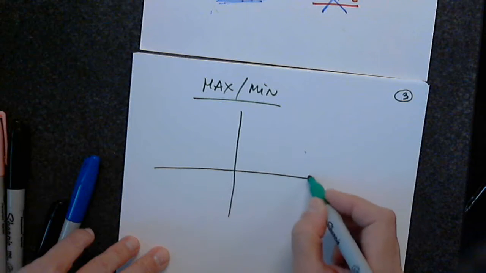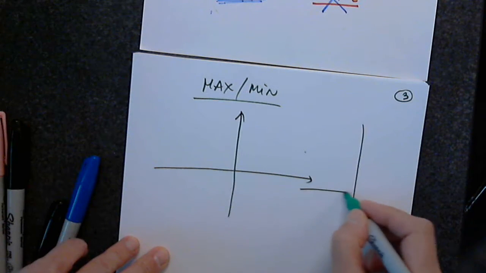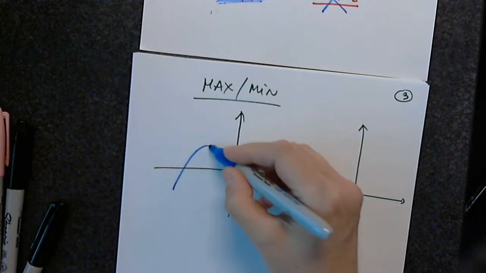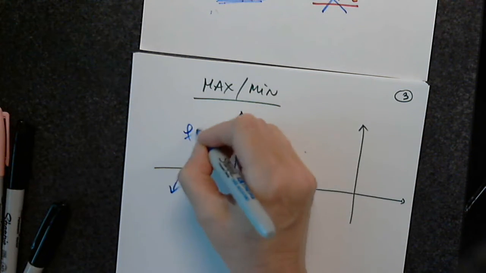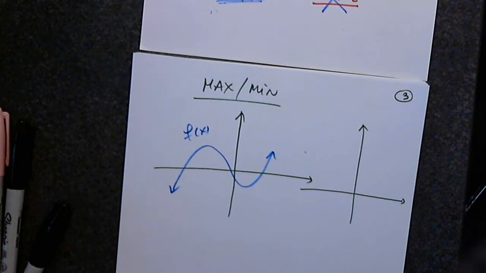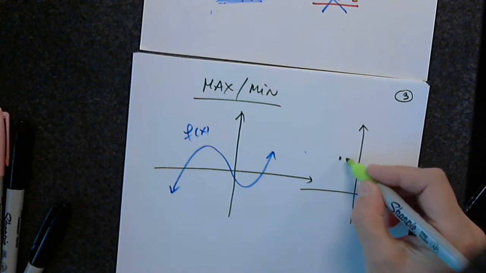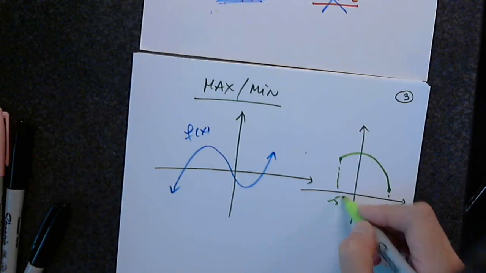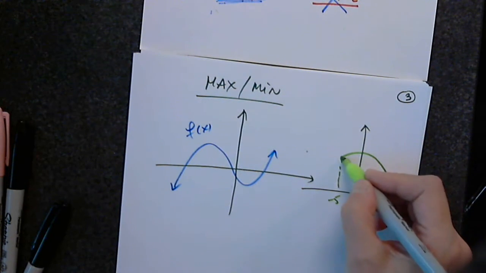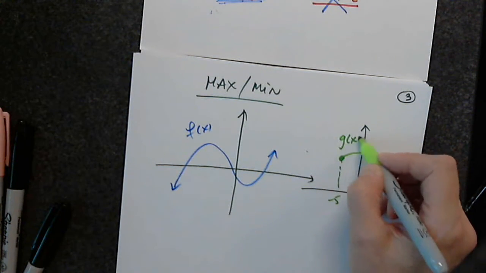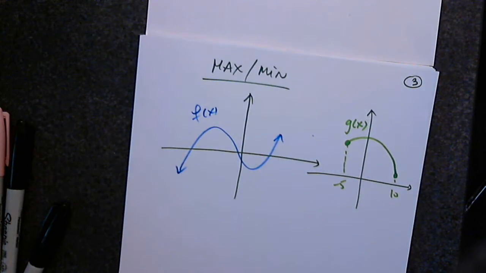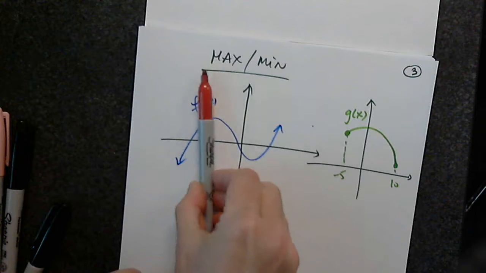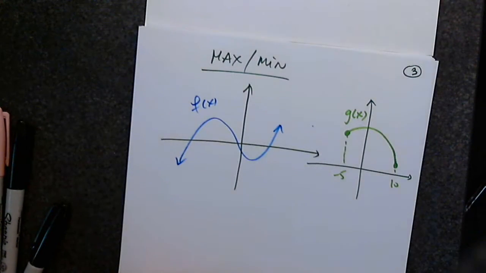Okay, so I'm going to present 2 graphs. Here's one. This is the graph of f of x. And let's say that this is graph of g of x. Are these functions, by the way? By the vertical line test, they are both functions.